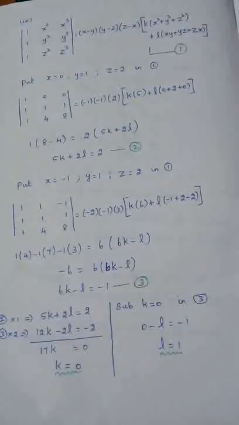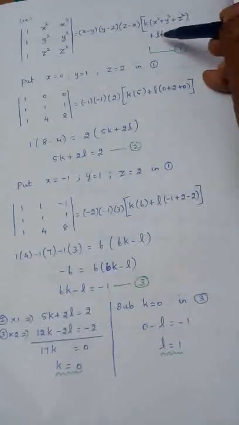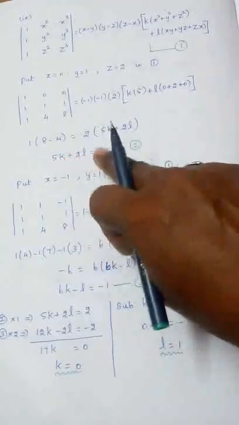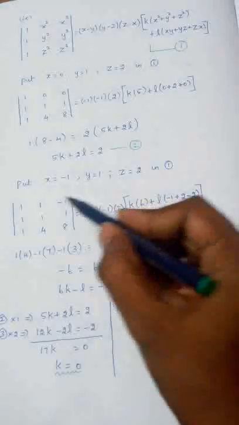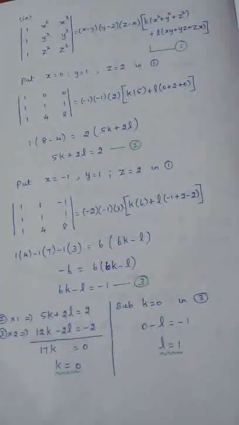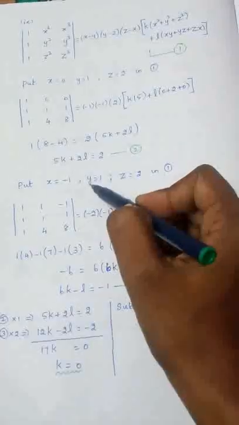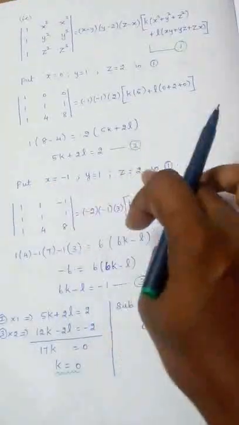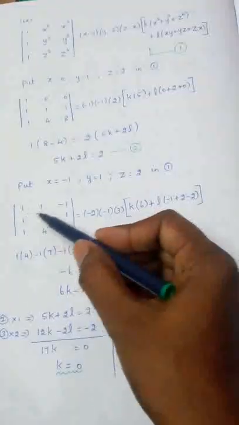Now see, I said we want two values, k value and L value. So we got only one equation. If we have another equation in k and L, we can solve and find out k and L. So for that, we have to substitute one more set of values in this equation 1. So I'm going to take one more set of values. X is equal to minus 1, y is equal to 1, z is equal to 2. Just taking another set of 3 values and substituting in this equation, you will get this.